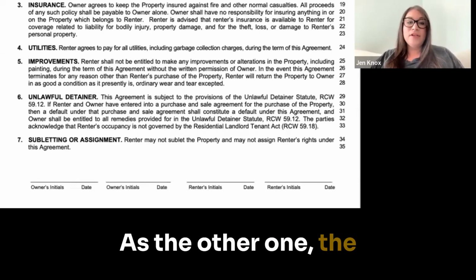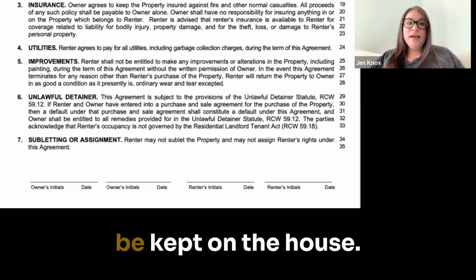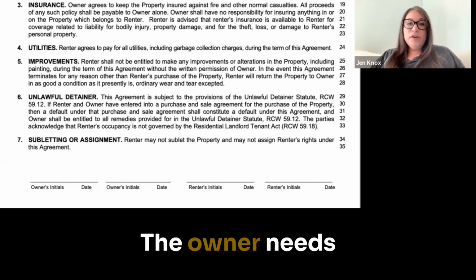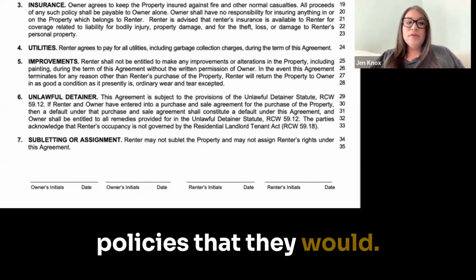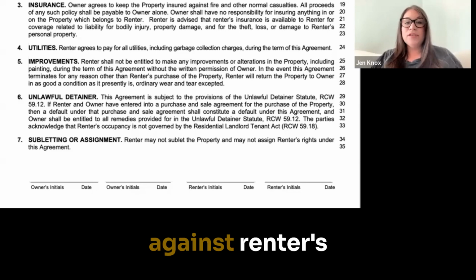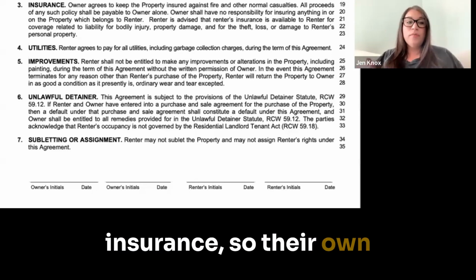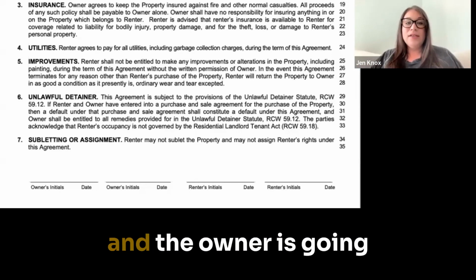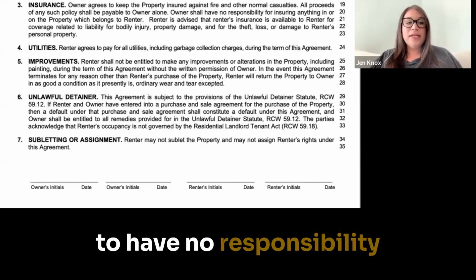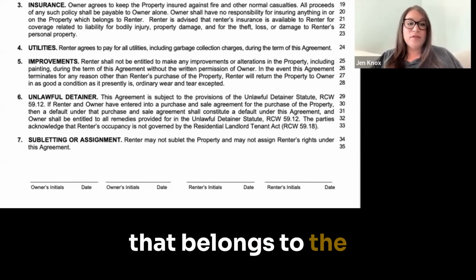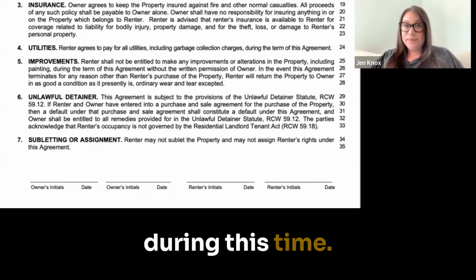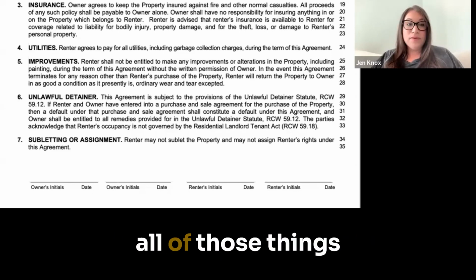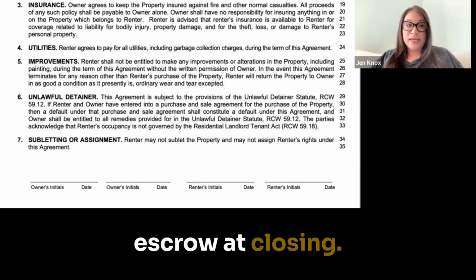As the other one, the insurance does need to be kept on the house. The owner needs to keep the normal policies that they would. The renter is going to have rental coverage against renter's insurance, so their own personal belongings. And the owner is going to have no responsibility in insuring anything that belongs to the renter themselves. The renter is going to be paying the utilities during this time. So again, we will prorate all of those things, and this goes through escrow at closing.